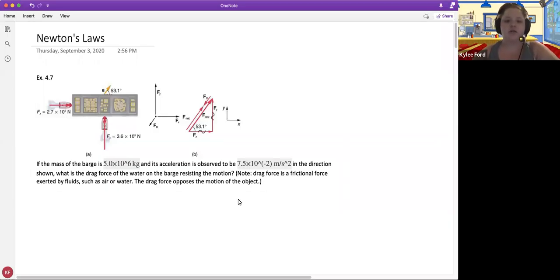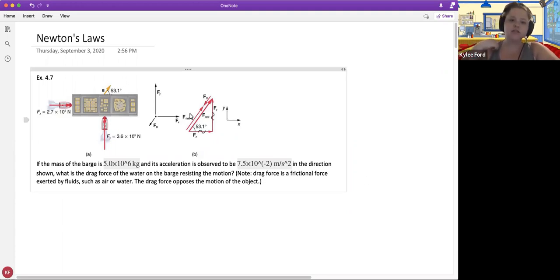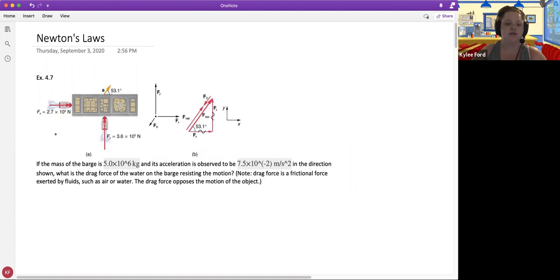Today I wanted to go into a few examples of using Newton's laws and looking at some different scenarios in order to determine the overall force being applied to these different scenarios. Okay, so I took some examples from your textbook, and I'm just going to go through them.